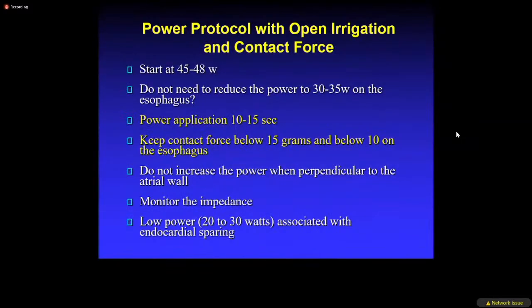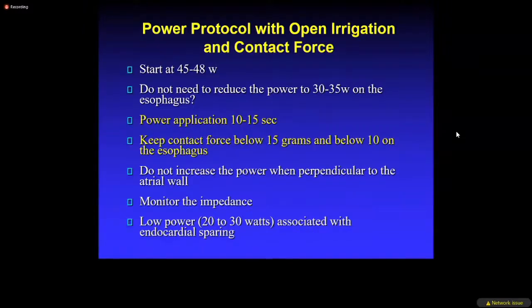So it's very important. You heard about high power short duration. This is something that we've been using for a long, long time. Even before open irrigation came out, we used to use ice to drive power up until we see microbubbles. I know many of you have read those papers. But what we do now has changed from the slides that you see here, because we don't lower the power in the posterior wall anymore.